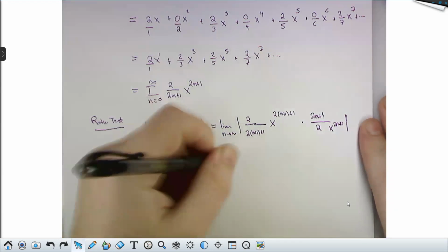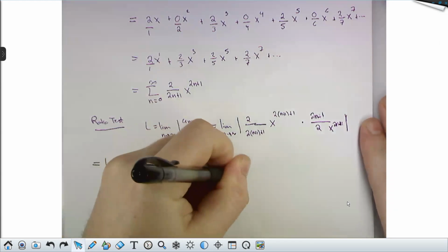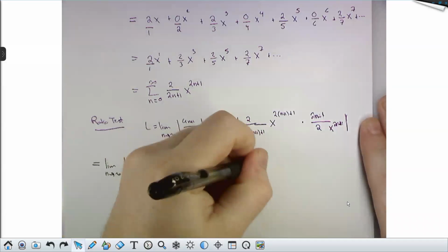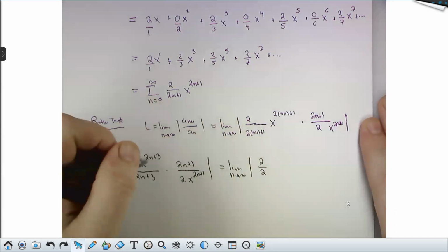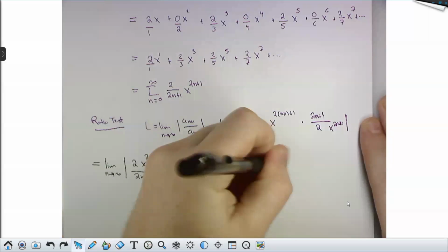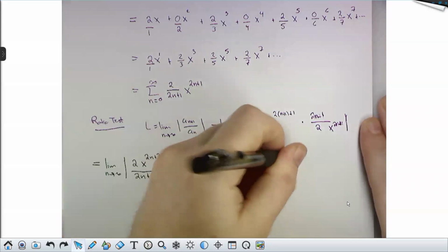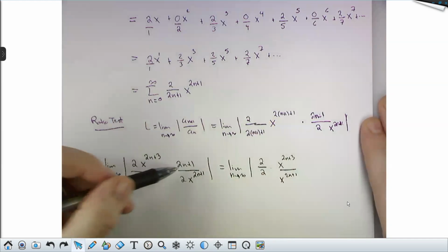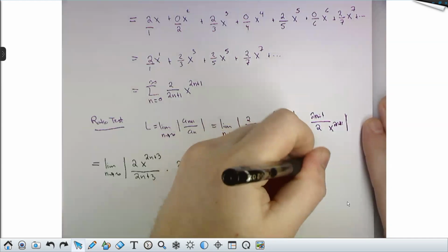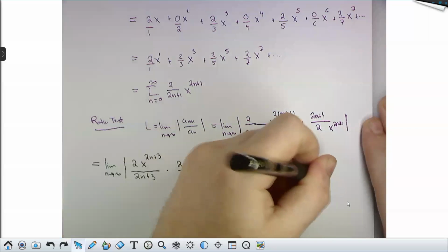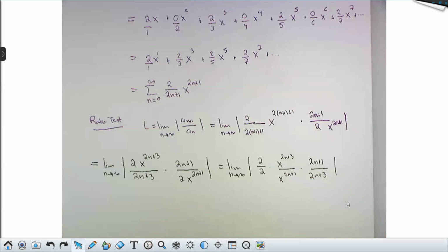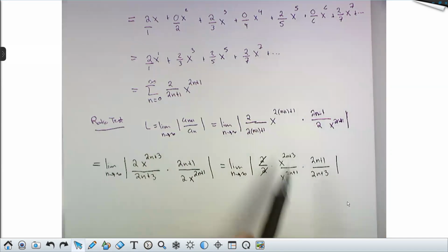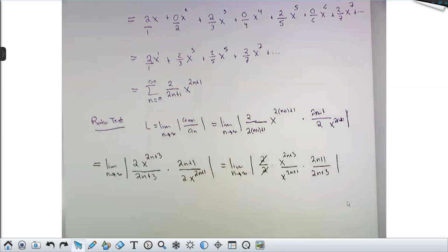And like we always do, we can put the similar looking terms together. First I've got a 2 over 2, and then I've got x to the 2n plus 3 over x to the 2n plus 1. And then I've got 2n plus 1 over 2n plus 3. Two over 2 cancels, that's 1. X to the 2n plus 3 over x to the 2n plus 1 cancel to x squared.